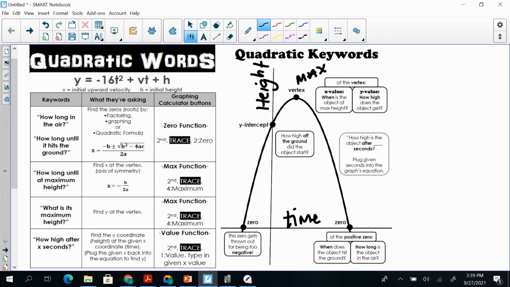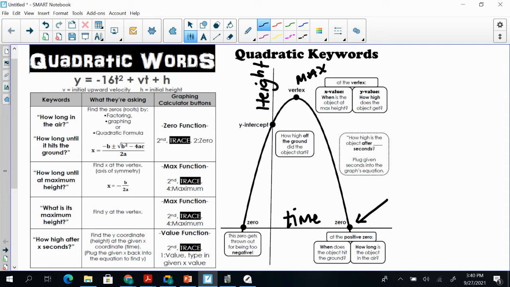So how long in the air would be time? How long until it hits the ground? When does it hit the ground? All of that, you're looking at your zeros. And usually you're using your positive zero if there's a positive and a negative, because the negative is not time. You can't have negative time.